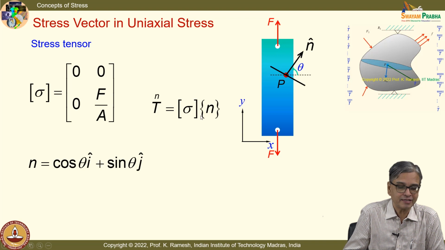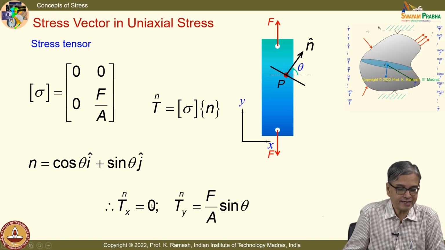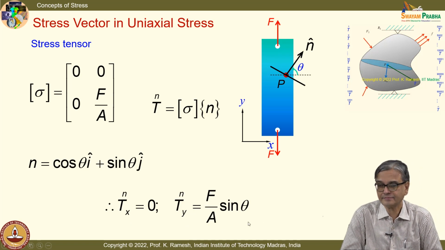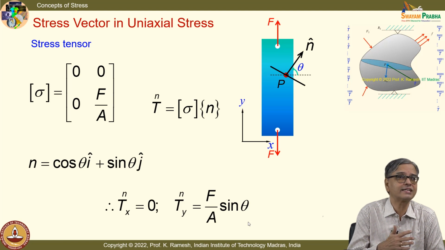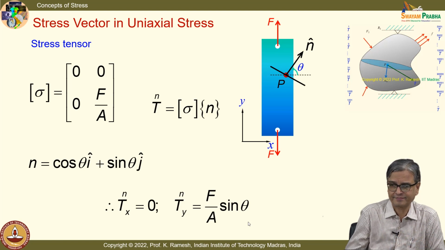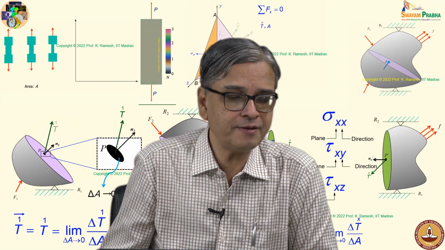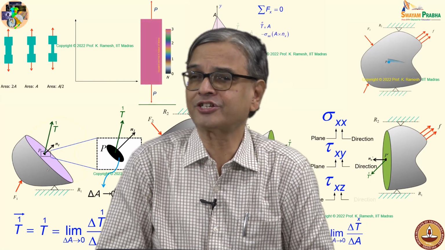I have the famous Cauchy's formula, Tn equal to sigma into n. So, I get Tnx, when I have this multiplied by the direction cosine, goes to 0, and Tny equal to f by a sin theta. We will also subsequently see what is the expression for the normal stress and what is the expression for shear stress. And we would like to see a graphical representation.